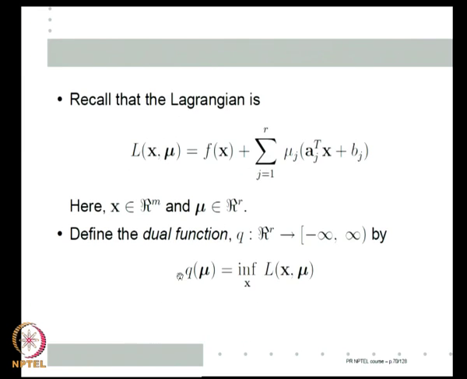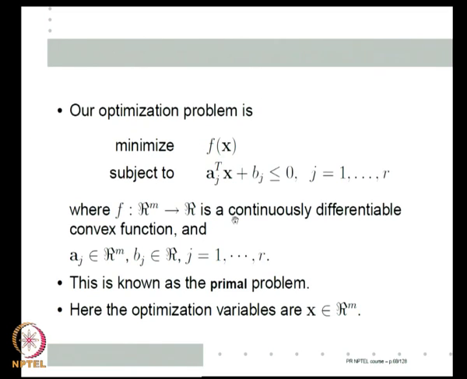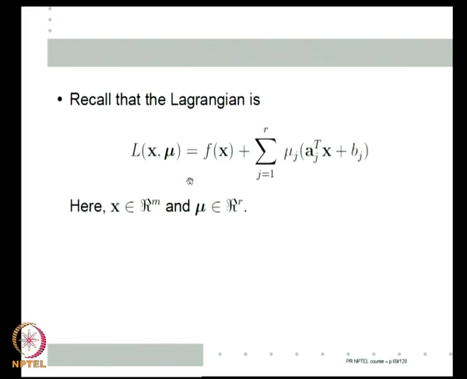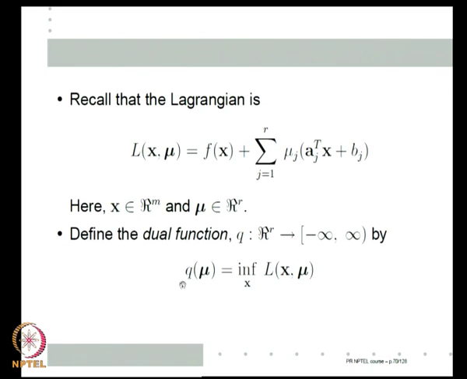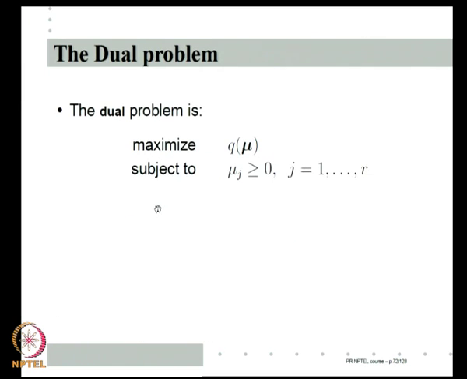Now, you give me this primal optimization problem. I know f, I know a_j, b_j, so I can calculate my Lagrangian. Once I can calculate my Lagrangian, for every single mu, I can calculate q(mu). So, I know the function q(mu). Now I formulate another optimization problem: maximize this term q(mu) subject to all the mu's being greater than or equal to 0.